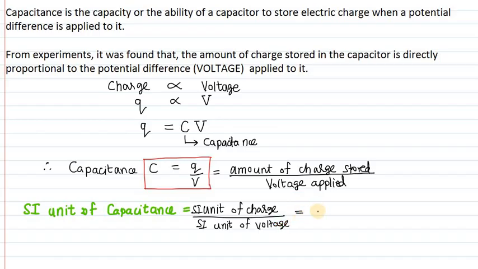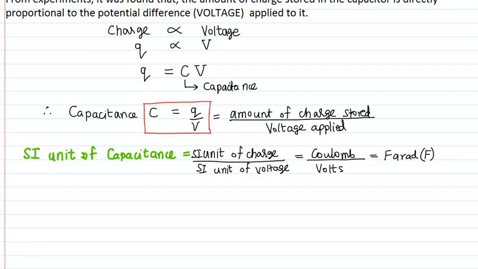So the SI unit of charge is coulomb and the SI unit of voltage is volts. And this ratio of coulomb by volt is also known as farad, F-A-R-A-D. Symbol is capital F. So we can say that the SI unit of capacitance is farad.